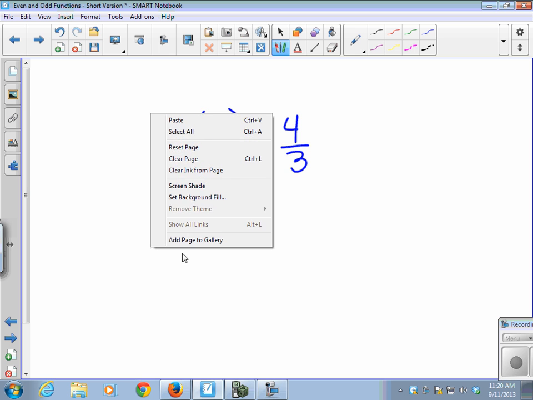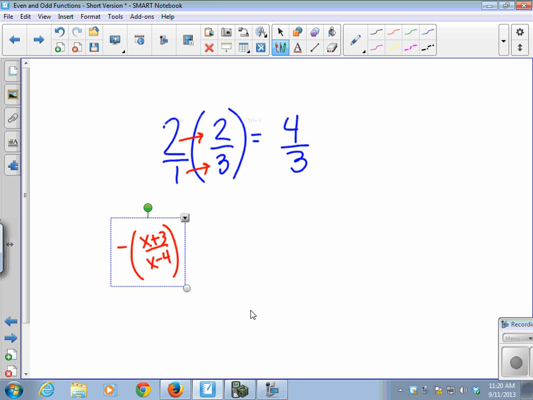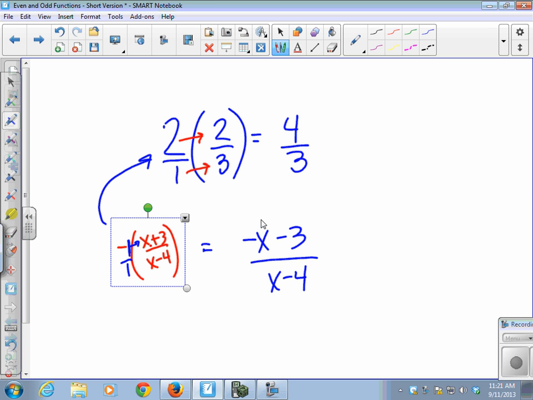So if it were to be odd, we said we would need this. Okay, and this is like a negative 1 out front. Now, I'm going to do the same thing as what I did here and stick that over 1. So, in the top, if this function were to be odd, this is what I would need to have. The negative 1 distributes to the top, so that would be negative x minus 3. Over 1 times the bottom is just x minus 4. So, this is what the opposite of what I started with would look like.